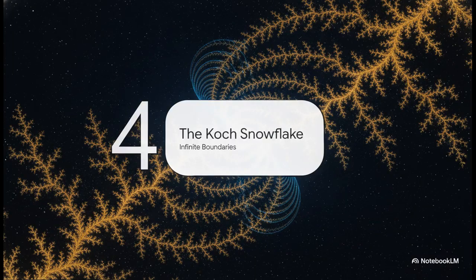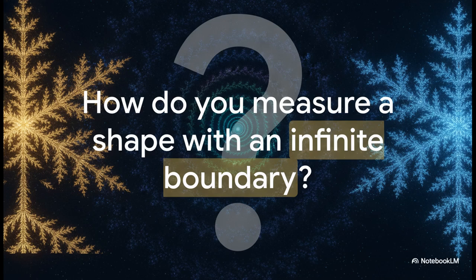All right, let's jump to section 4, the Koch snowflake boundary. Next, we're pushing this concept of infinite scaling to its absolute mathematical limits, moving from our tree to something called the Koch snowflake. And this brings us to a seriously fascinating question to ponder. How can we possibly measure the boundary of a shape that never, ever stops iterating?